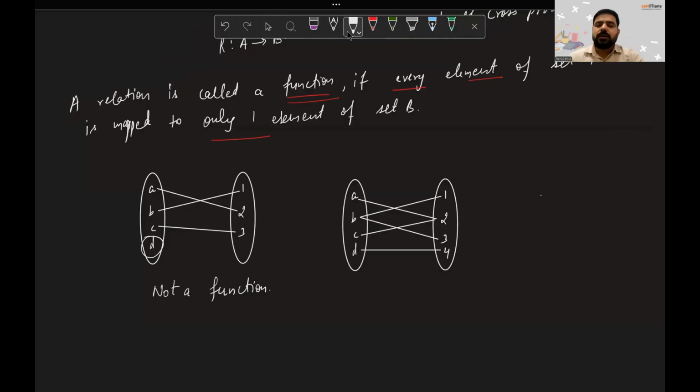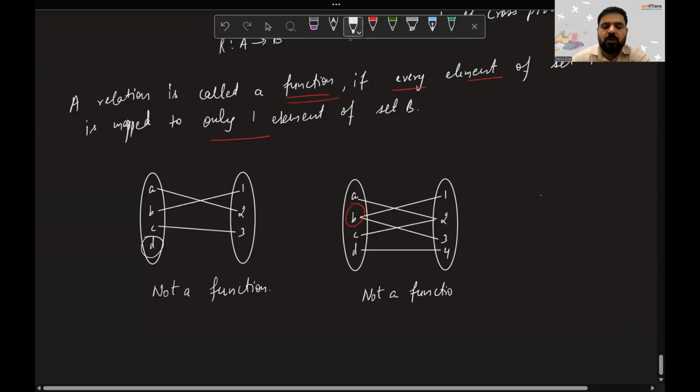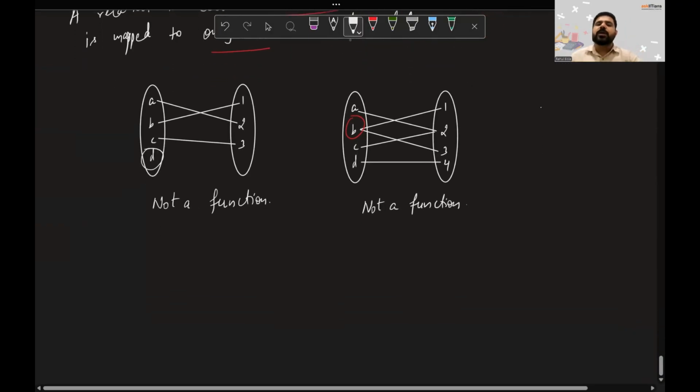You can see here that the element B is mapped to more than one element. I told you in the definition that it is mapped to only one element. Whenever it is mapped to only one element, then only it will be a function. Otherwise, it will not be a function. It's not a function. So this is also something that we need to understand very clearly.